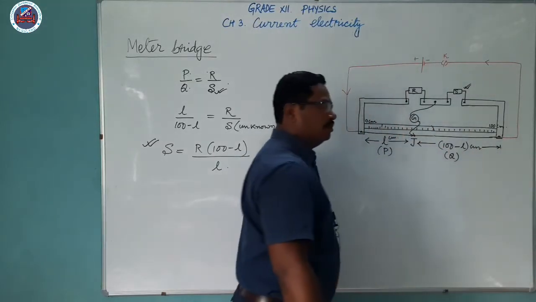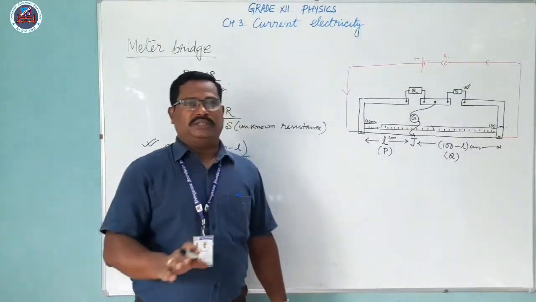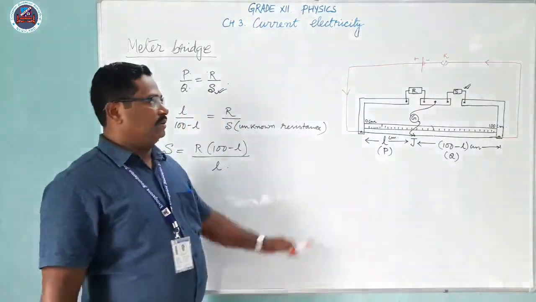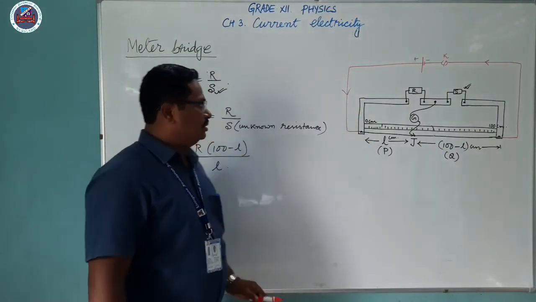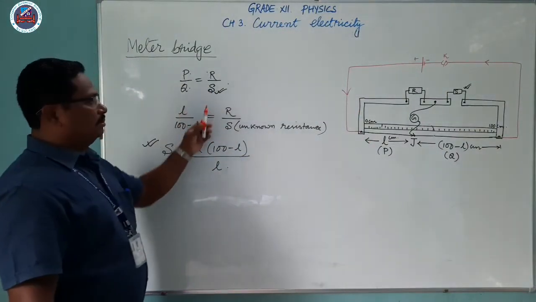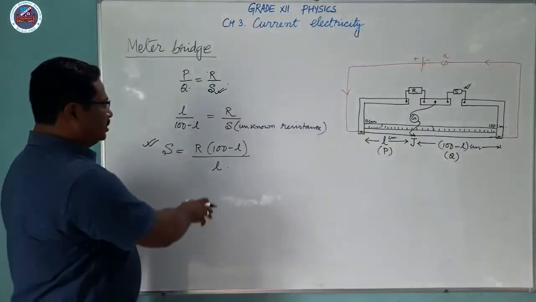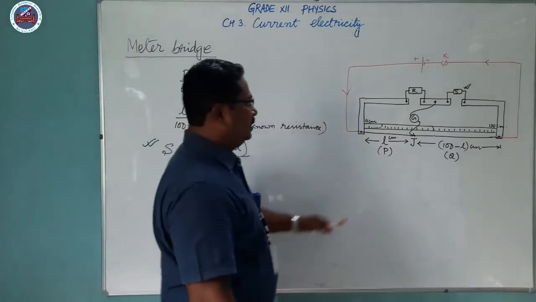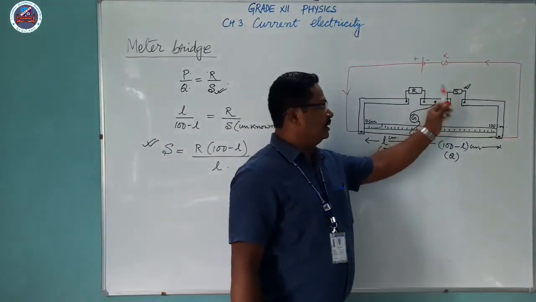And what is its principle? Its principle of working is the balanced condition of Wheatstone bridge. When the bridge is balanced, then only we can use this relation P by Q equal to R by S. And thirdly, for what do we use a meter bridge? To measure an unknown resistance. S is the unknown resistance.